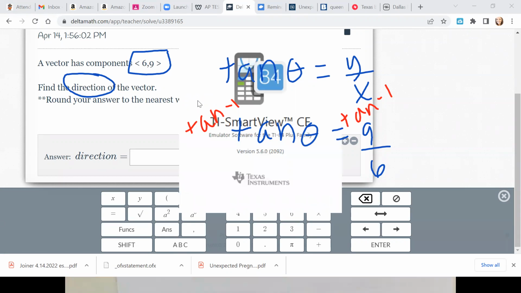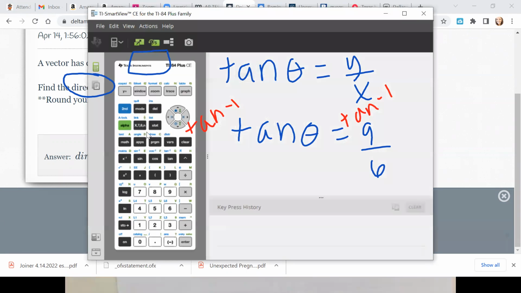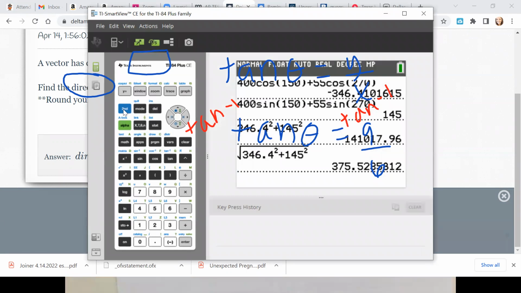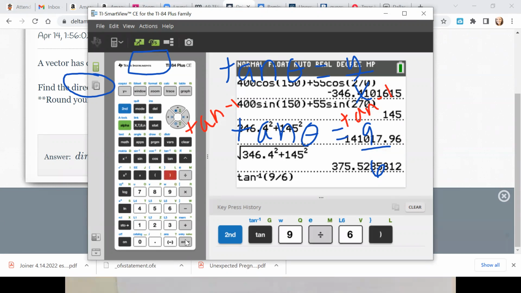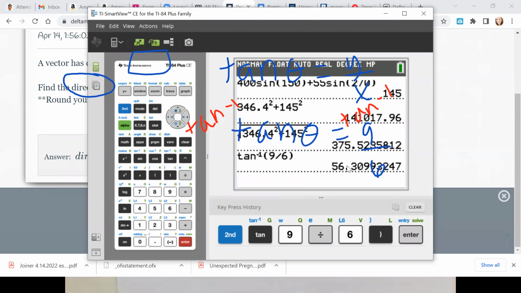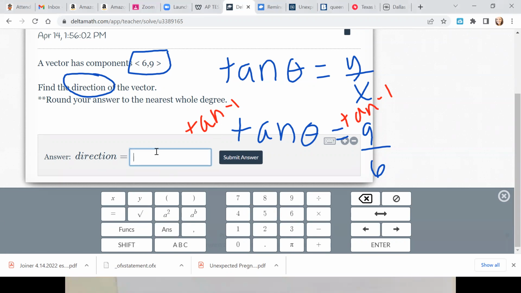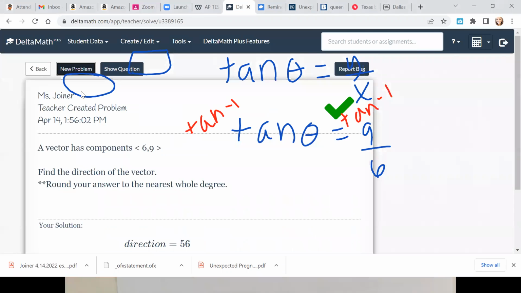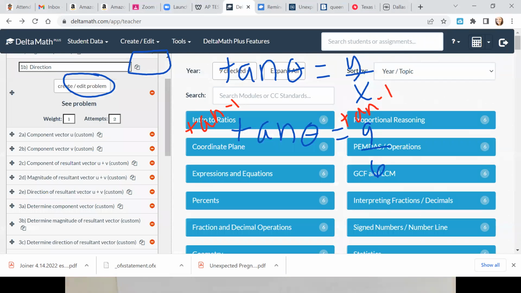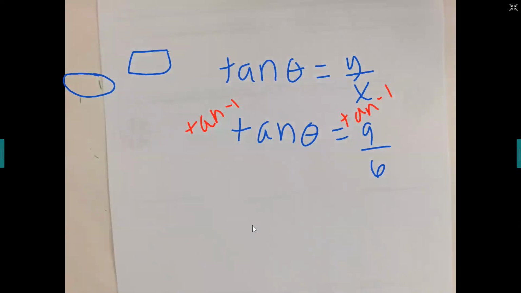What was it? 56? Okay. So then you would just type in 56 and that would be your answer. You should already know how to do those two things. I'll show you here. Inverse tan of 9 over 6, and I get 56. So yeah, that's right. Do we remember how to do that already? Okay. So that being said, let's come over to your notes and we're going to add some new stuff to this. But you should already hopefully know how to do that.